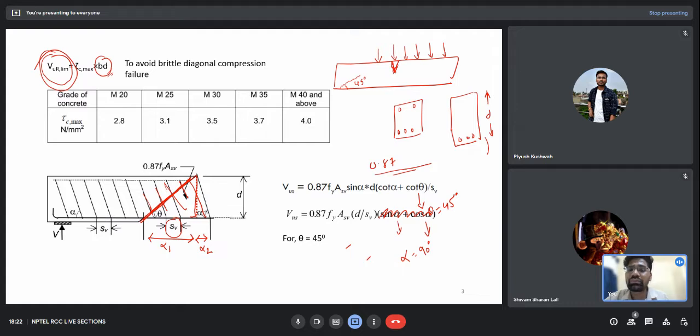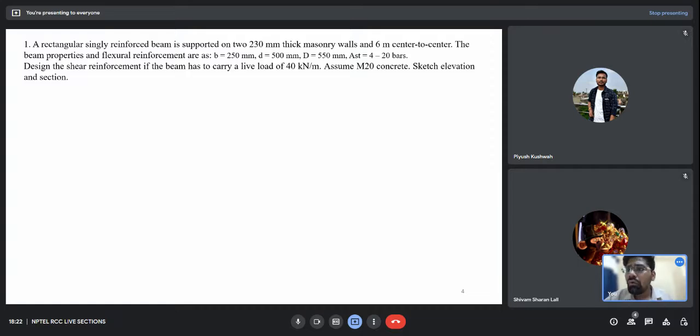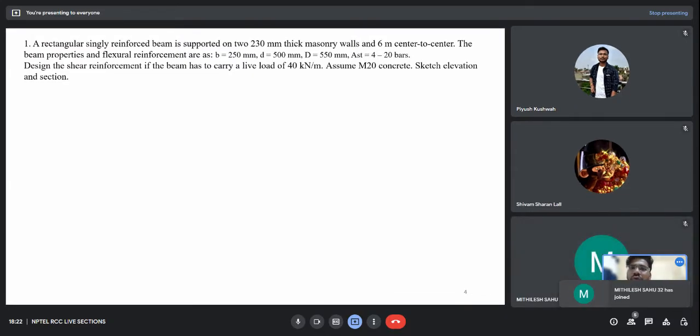Now let's look at some problems on all of these concepts. Whatever I have explained here verbally, we will now solve in the coming three examples. So the first problem says: a rectangular singly reinforced beam is supported on two 230 mm thick masonry walls and 6 meters center to center. The beam properties and the flexural reinforcement are this, and this.